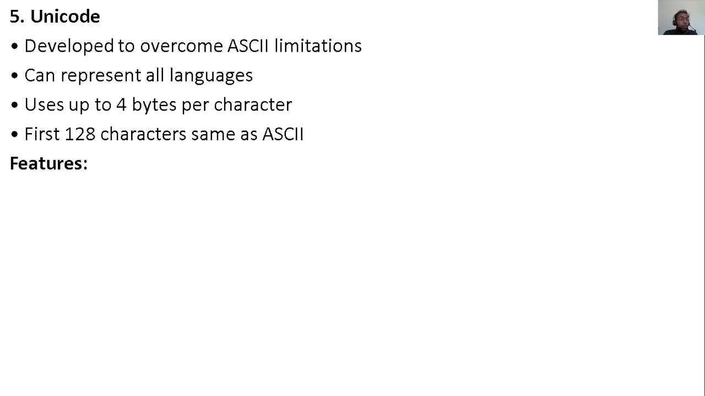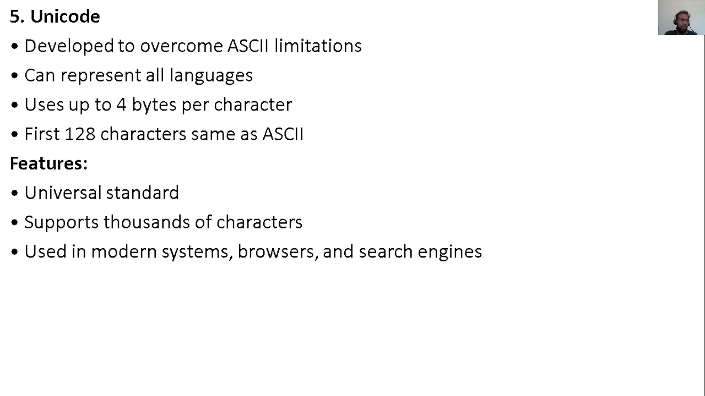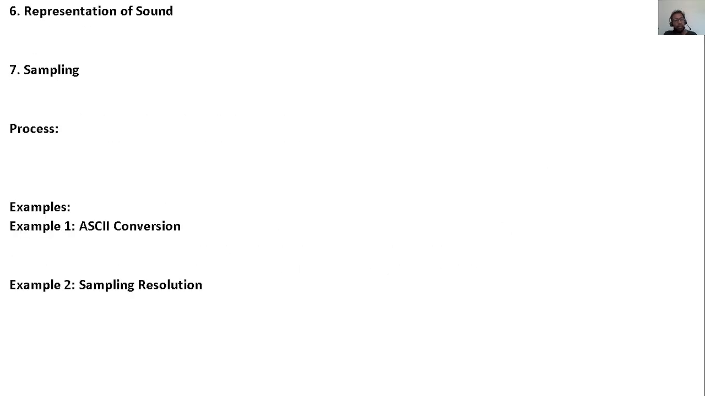Now, it uses up to 4 bytes per character. 4 bytes basically equals 32 bits. So it has a very vast number of characters. Features are a universal standard, supports thousands of characters used in modern systems. Browsers, search engines, and our software use that character set. And now we have come to the representation of sound.